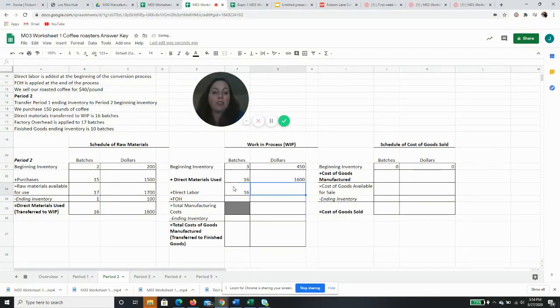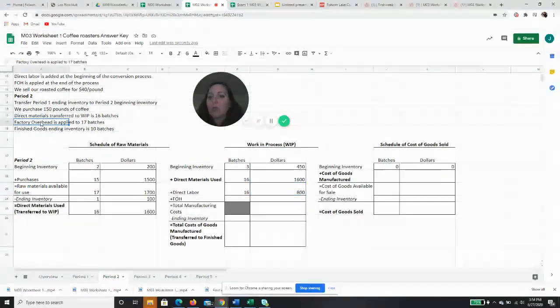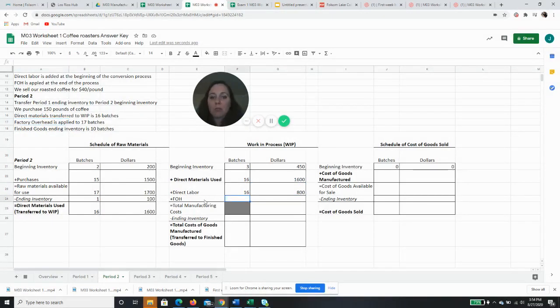Okay, so 16 batches then get direct labor immediately. We know we're applying that direct labor at $50 per batch, so we take 16 times 50, and $800 of direct labor has been introduced to our process. All right, now it says factory overhead was applied to 17 batches, so I'm going to put 17 here. And I know that we apply factory overhead at a rate of $75 per batch. So we're going to apply that to 17 batches, and we get $1,275.